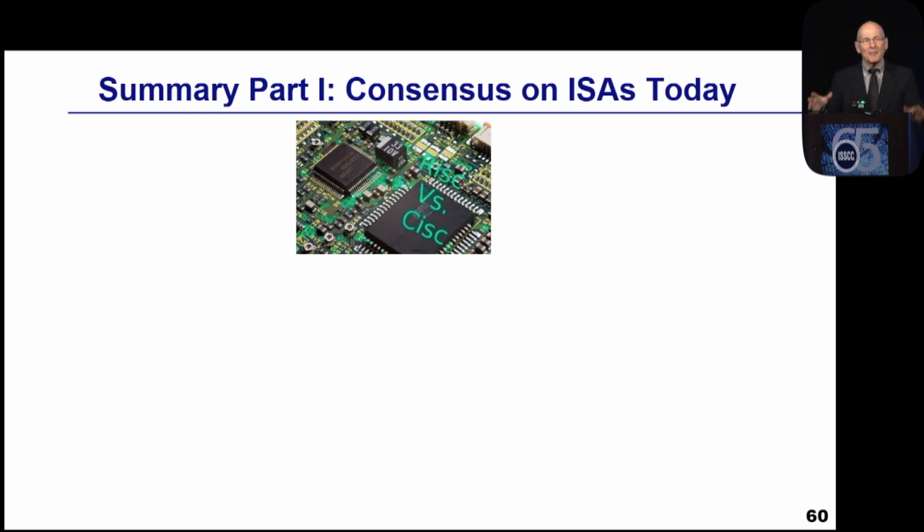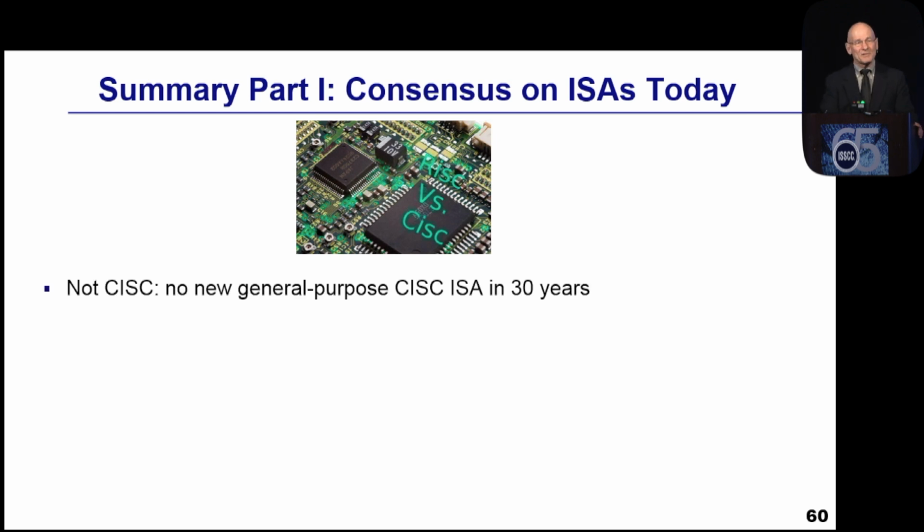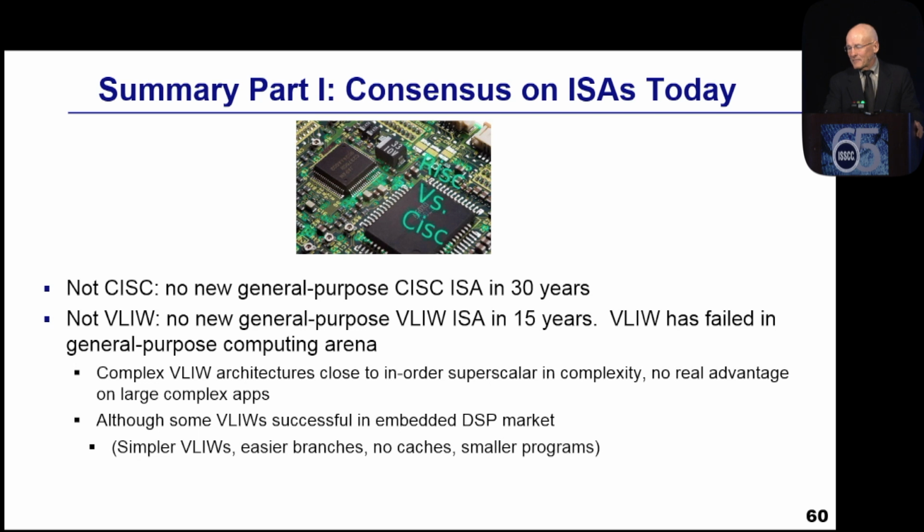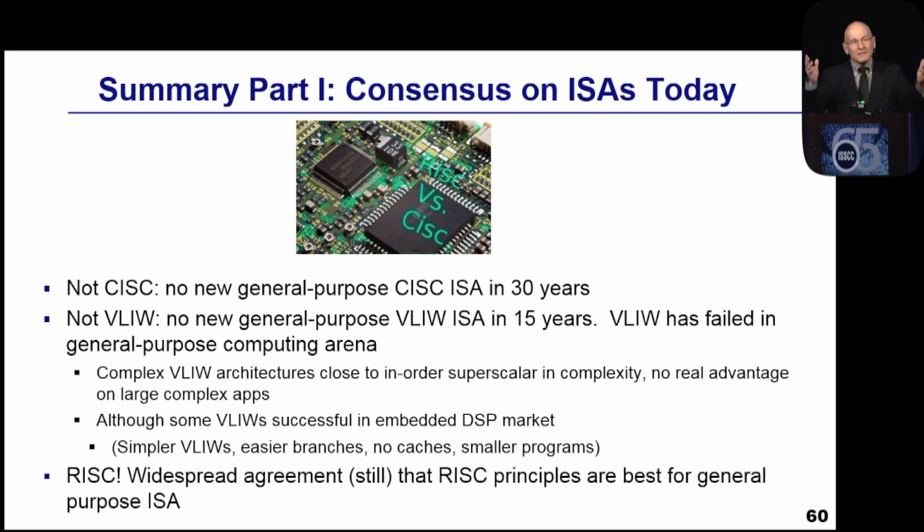So finishing up part 1, what's the consensus on instruction sets today? It's not CISC. No one's introduced one in 30 years. For general purpose things, it's not VLIW. Nobody's tried that in 15 years. The good news for VLIW advocates is it works pretty well in digital signal processing because the programs are small, the branches are easy, and it doesn't have caches. They have software-controlled memory. So it found a home, but not for general purpose. So what's left? RISC. 35 years later, to my shock, RISC is still the best ideas going forward for instruction set design.